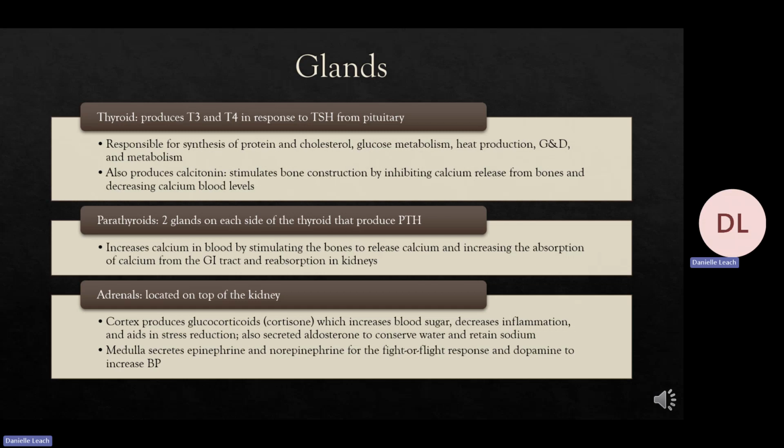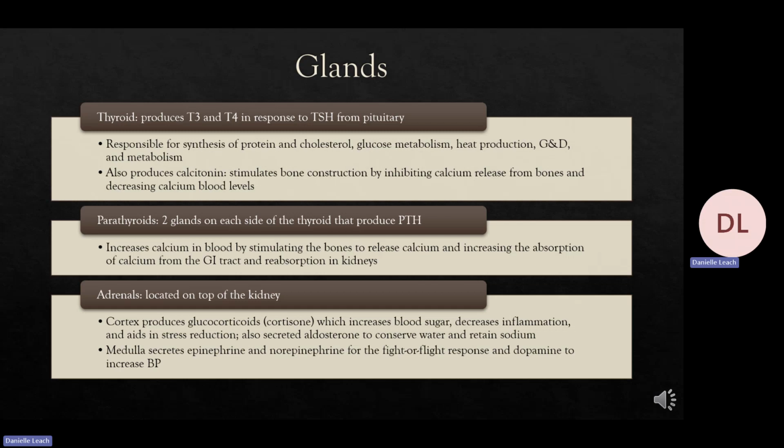We also have the parathyroid glands. There's a total of 4 of them, 2 on each side of the thyroid gland, and they produce parathyroid hormone, or PTH. It increases serum calcium levels by increasing the absorption of calcium from the GI tract, and increases calcium reabsorption in the kidneys. It also increases phosphate release from bones, increasing the blood levels, and inhibits phosphate reabsorption in the kidneys so that more phosphate is excreted.